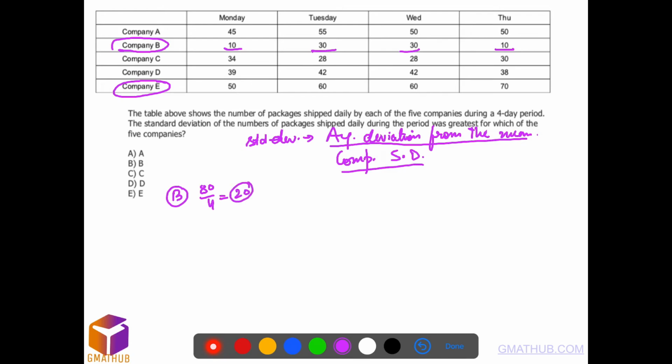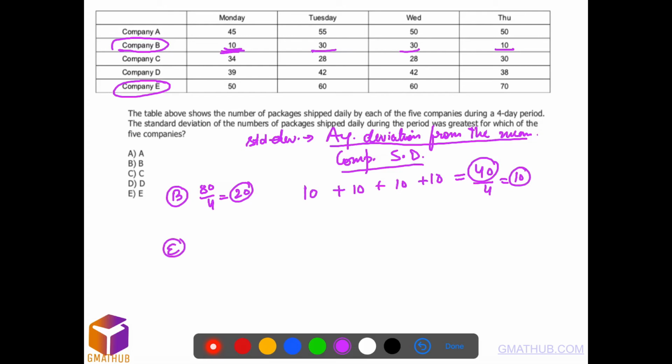Now the difference of each term from the mean. First term is 10 away from the mean, second is 10 away, third is 10 away, fourth is 10 away. So the sum of deviations is 40. So the mean deviation would be 10 here, kind of.